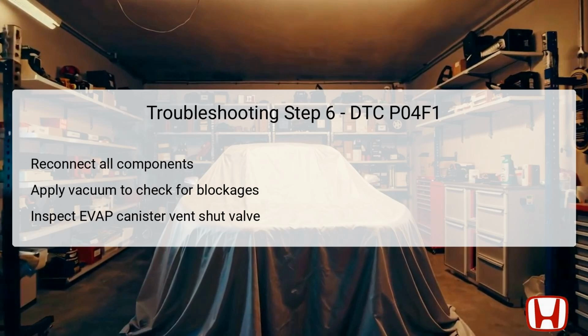Activate the EVAP canister vent shut valve by selecting the EVAP CVS on in the HDS. Then gently apply a vacuum of around 2 kilopascals, 0.6 inches of mercury. Observing whether the hose holds vacuum will be critical here. If it does, the issue likely lies in a blockage at the EVAP canister purge line port, which needs inspection. If it fails to hold vacuum, then replacing the vent shut valve is the next step to addressing the issue definitively.